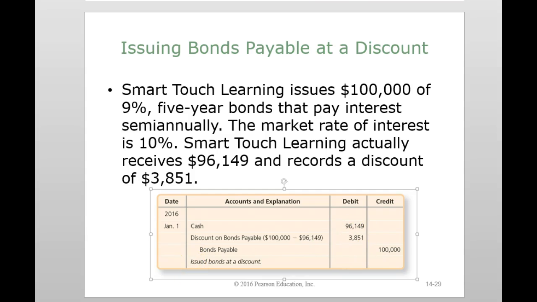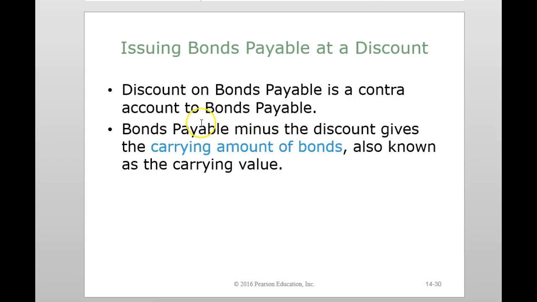So now, I've only received $96,149, but I owe $100,000, and I have a discount that I have to take care of. And that's where that amortization comes into play, where we're going to divide that equally over that 5 years, and I'll show you what we do with it. So now, we've got a discount on our bonds payable, and that's going to affect the carrying value of the bond. It's actually going to be $100,000 minus the discount.